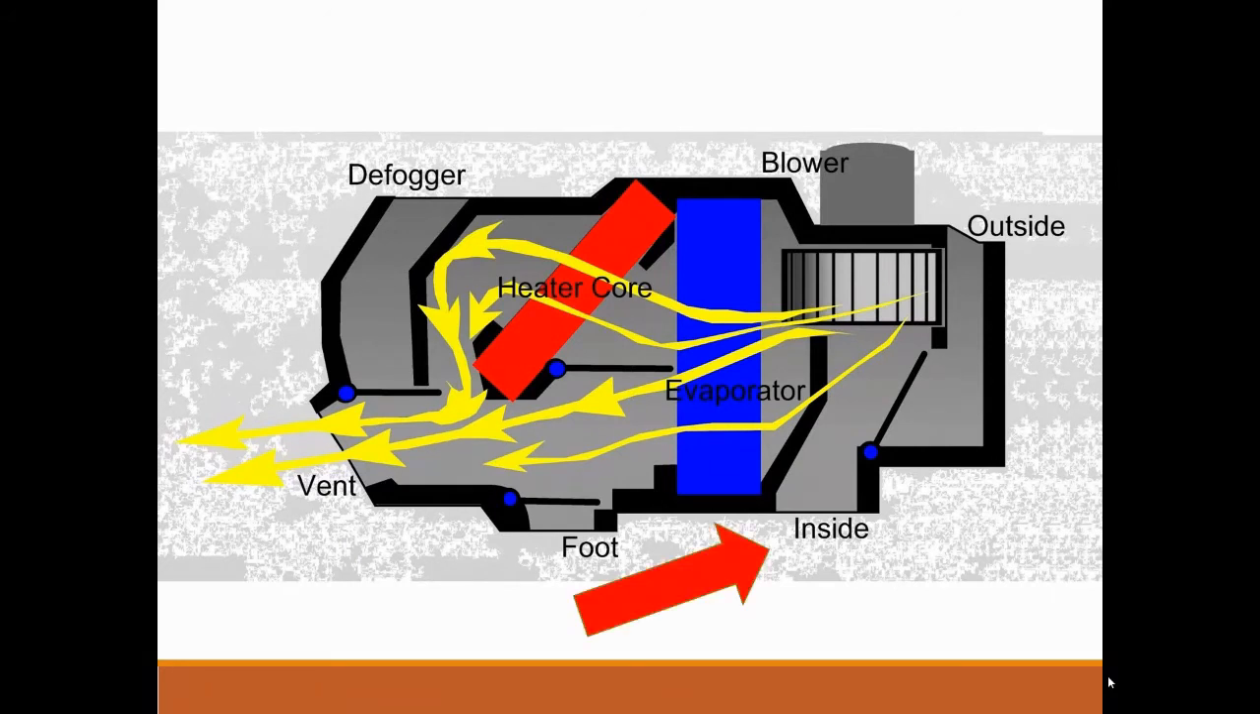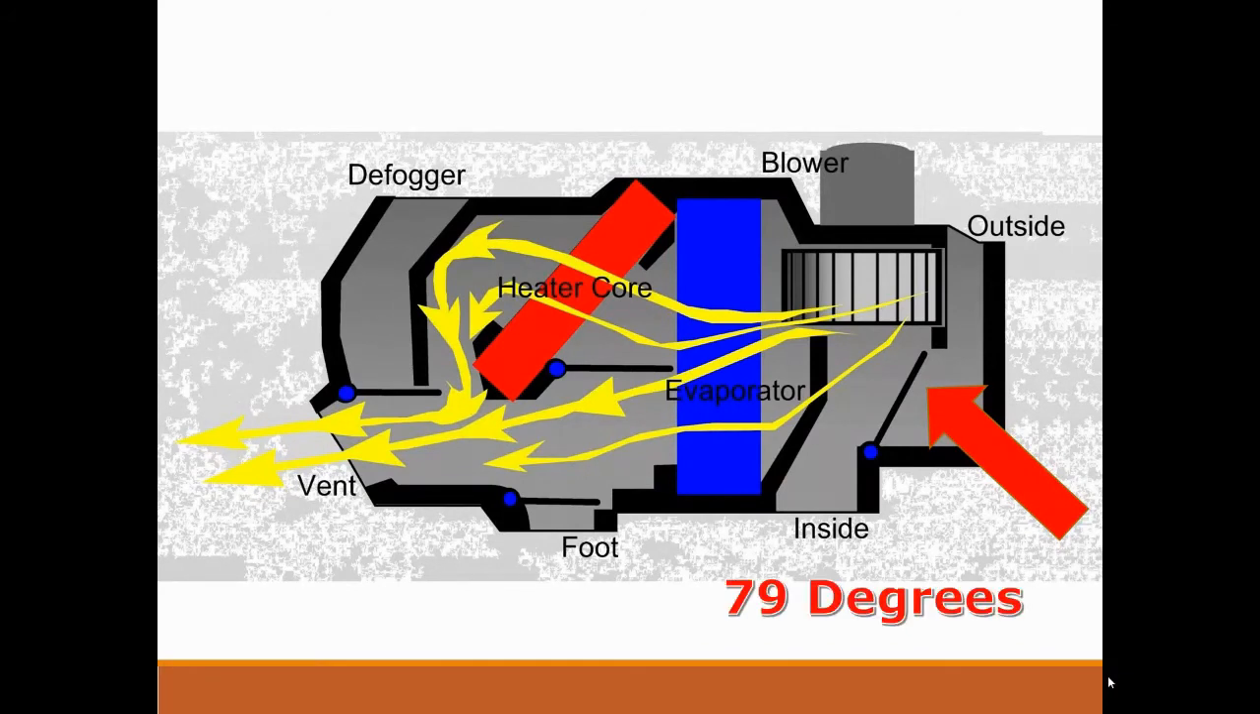Let's start at the beginning, where the air is coming from. This door, this arrow, is pointing to where the air is coming in. Now, the red arrow is pointing to an important door. That's not the mode door. That's the recirculation door. Right now, the door is in the recirculated position, which means inside. We're not bringing air from the outside.